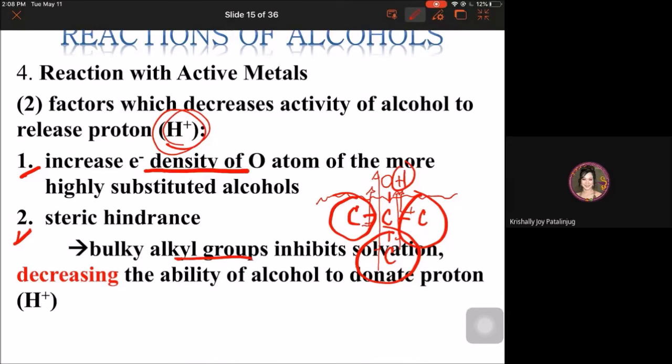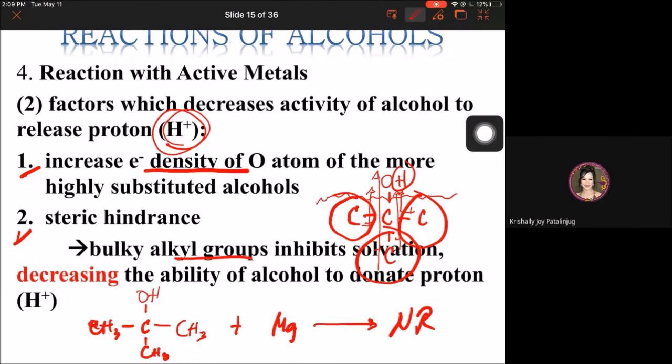So ma'am, unsa imo ibutang kung naay tertiary alcohol, let's say for example tert-butyl alcohol? So this is a tertiary alcohol, then added with magnesium. Simply write no reaction. The same thing with Lucas reagent. Kinsay walay reaction sa Lucas reagent? Si primary alcohol. So makita ka og primary alcohol ang given, then Lucas reagent, no reaction. Okay, so yan ang pasabot nato.